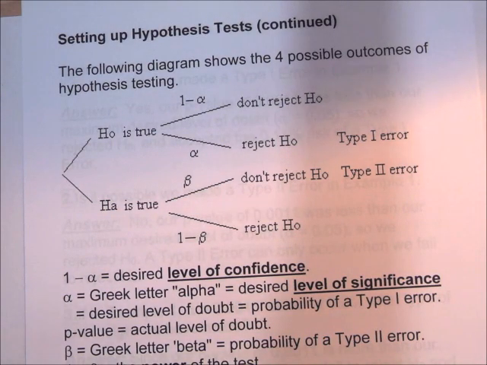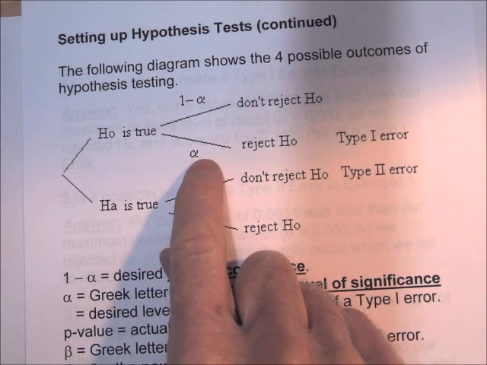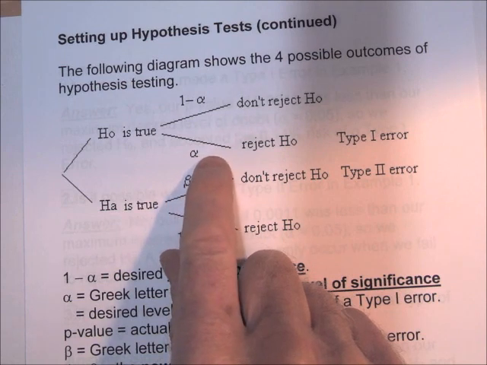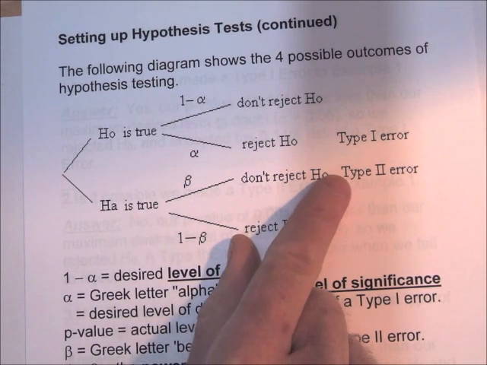If we reject H naught and H naught is true, that's called a type 1 error. Its probability is alpha, which is usually 0.05, and it's decided by the researcher, what level of doubt they want to use, but it's usually 0.05.